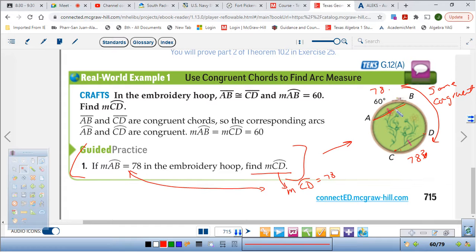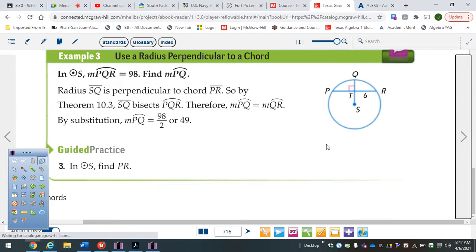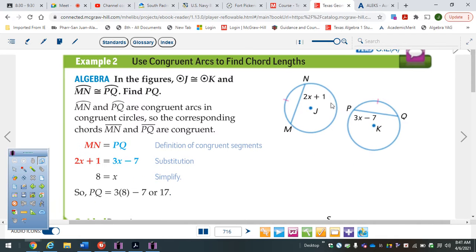The reason is because the chords are congruent. Let's move on. Do you have any questions there, guys? Nah, right? Pretty easy.